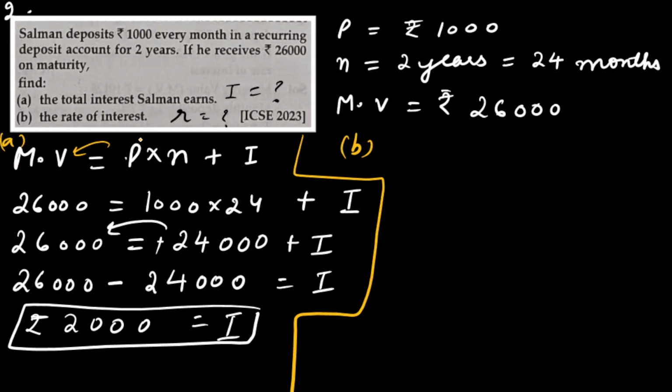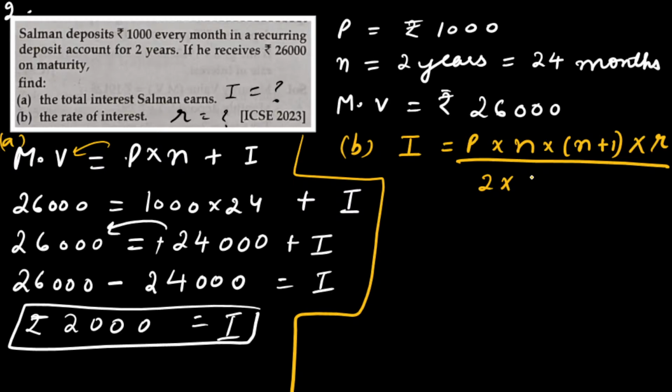Now we have to find the rate of interest. So let's use the formula of interest, because in the interest formula we have R. So the formula of interest is P into N into N plus 1. Here also some students will write N minus 1. It is N plus 1. P into N into N plus 1 into R by 2 into 12 into 100.